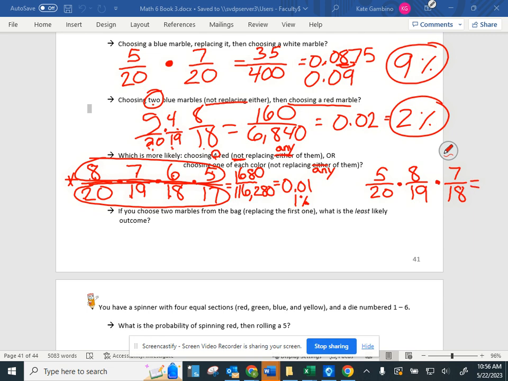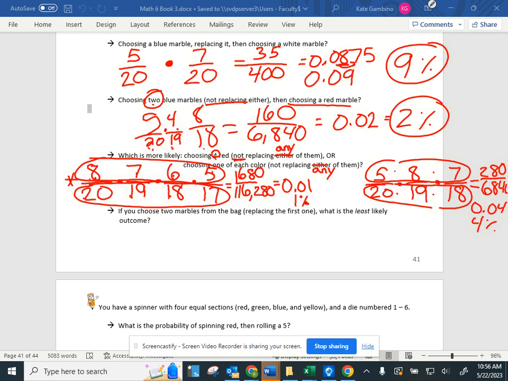So if I multiply 5 times 8 times 7, I get 280. And when I multiply 20 times 19 times 18, I get 6,840. I divide 280 by 6,840, and I get 0.04, which is 4%. So my question was, what is more likely to happen? Choosing 4 red or choosing 1 of each color?